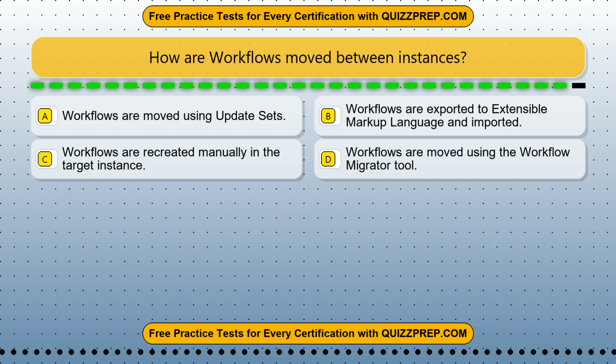Question 8. How are workflows moved between instances? Option A. Workflows are moved using update sets. Option B. Workflows are exported to extensible markup language and imported. Option C. Workflows are recreated manually in the target instance. Option D. Workflows are moved using the Workflow Migrator tool.